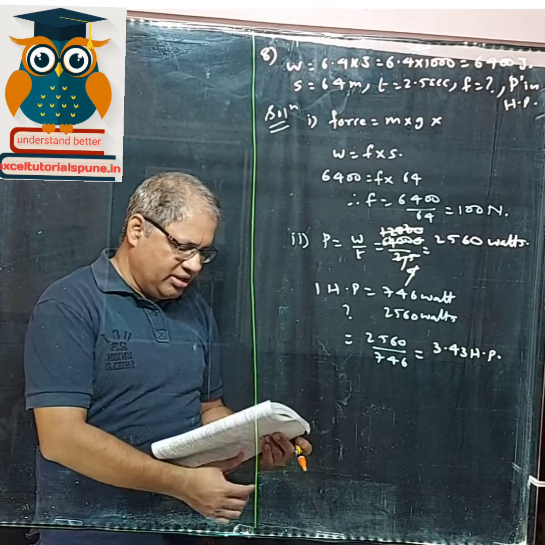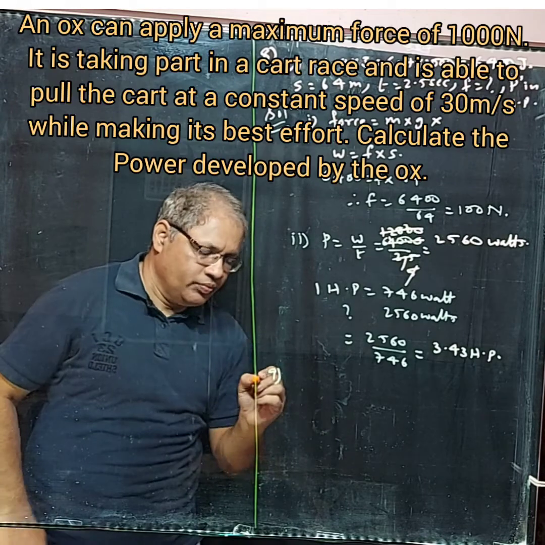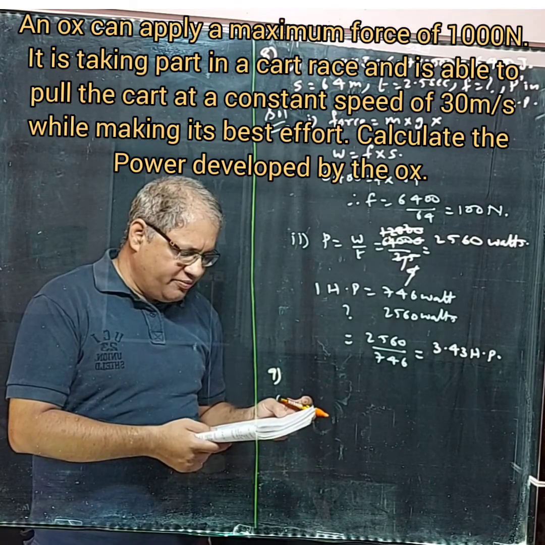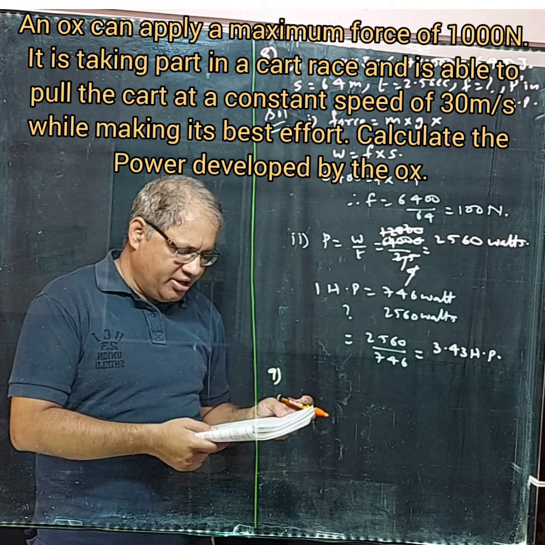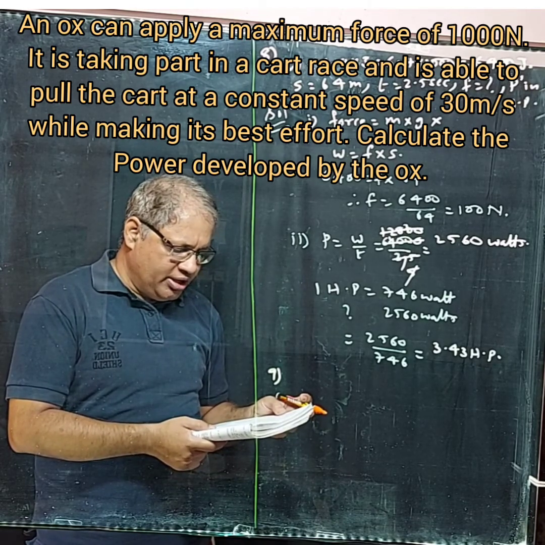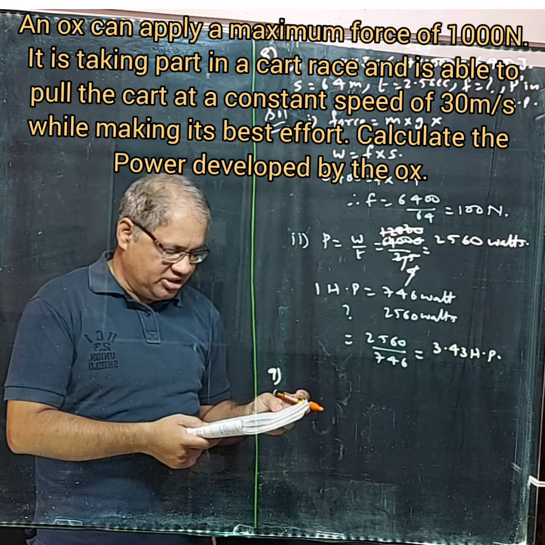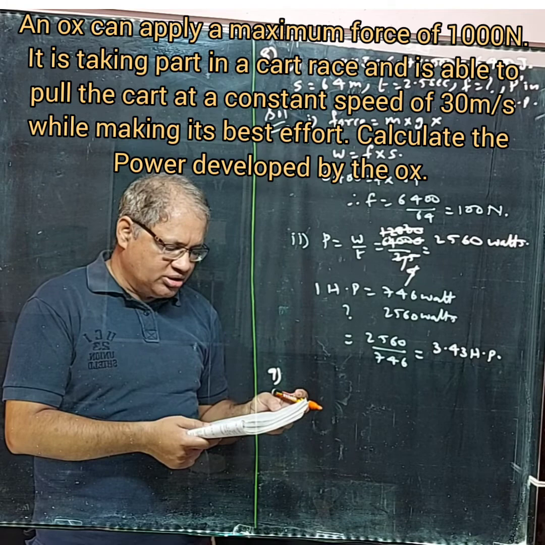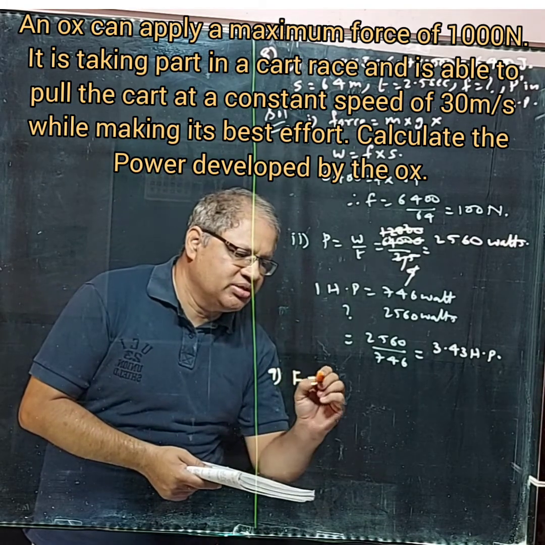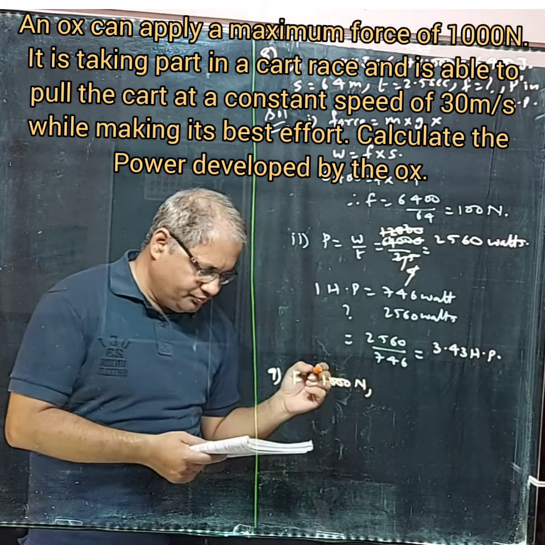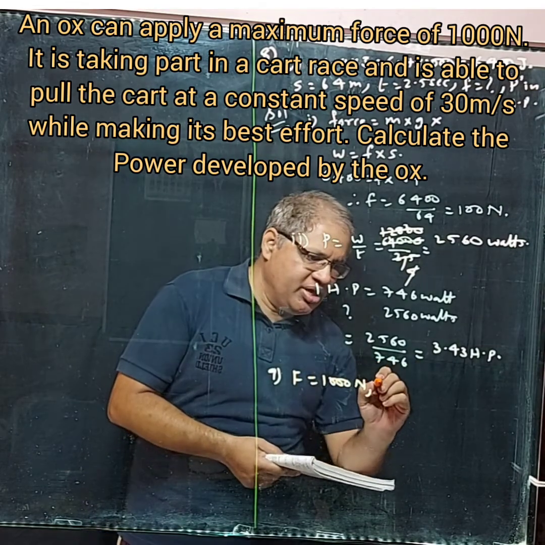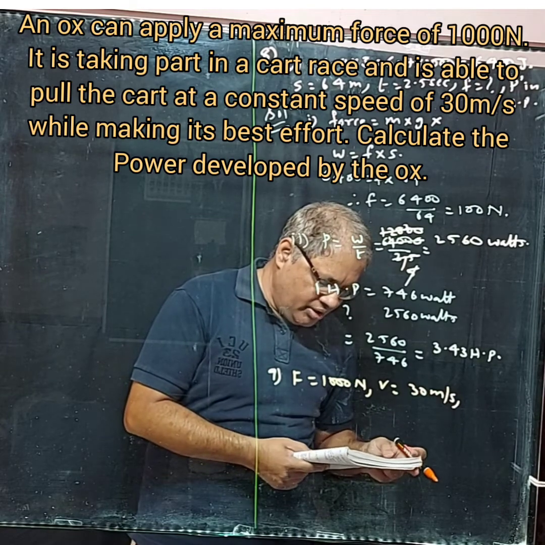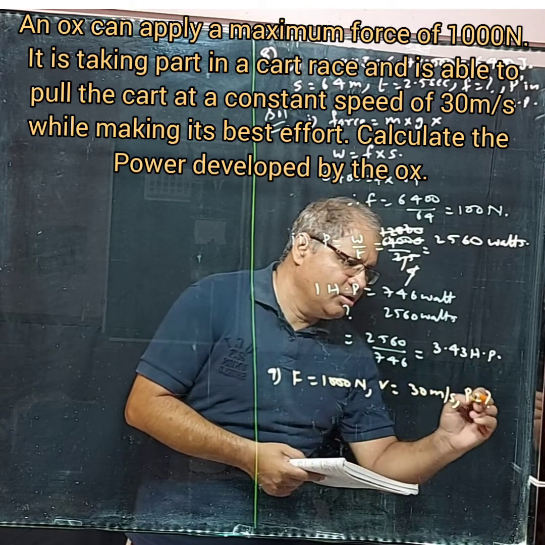Now let's go on to the 9th sum. An ox can apply a maximum force of 1000 Newton. It is taking part in a cart race and is able to pull the cart at a constant speed of 30 meter per second while making its best effort. Calculate the power developed by the ox. So now force is given as 1000 Newton. Speed they have given 30 meter per second, and they are asking you for the power.